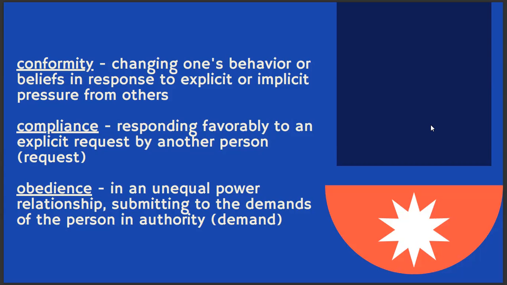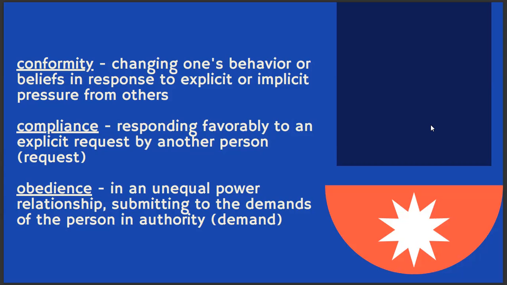Next is compliance, and this is responding favorably to an explicit request by another person. So someone is requesting you to do something. Hey, Rachel, can you please go get me a paper towel? Can you please go get me a drink? And if I comply with that, I'm not saying that you have to do it. This is a request. So you're responding favorably to an explicit request by another person, and so that is complying. That is compliance.